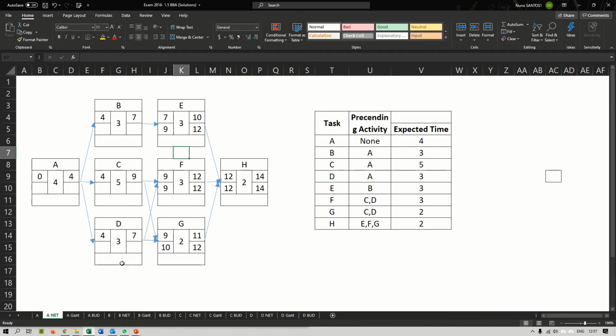Now let's go to task D. Now task D, what we see is that there's 2 arrows here, right? There's this one over here, and there's this one over here. In other words, task D comes before task G and task F.